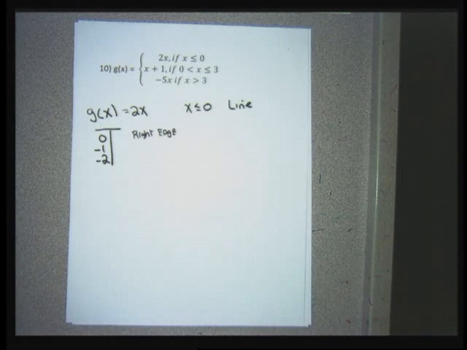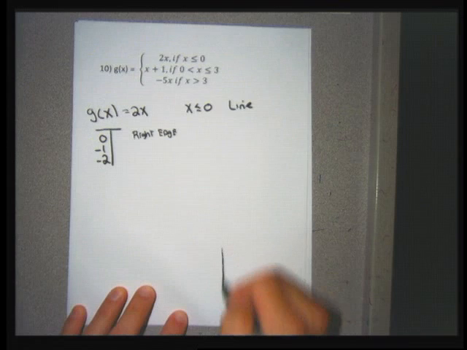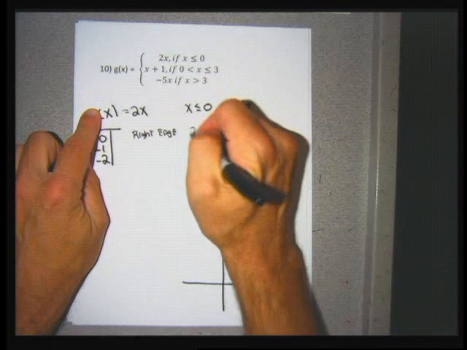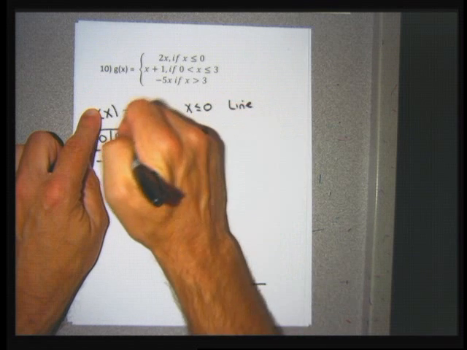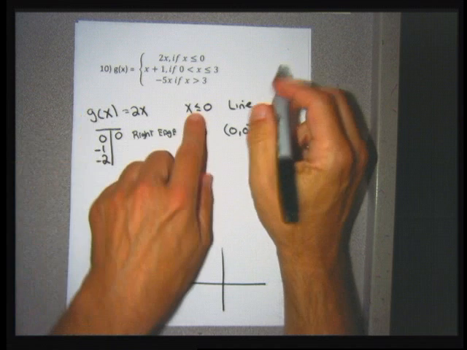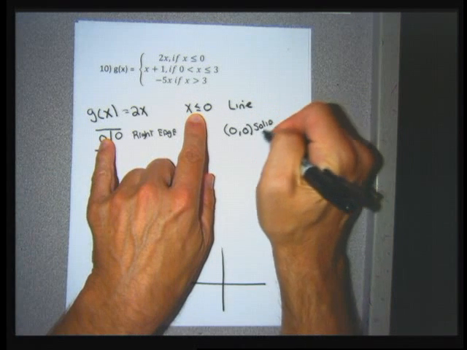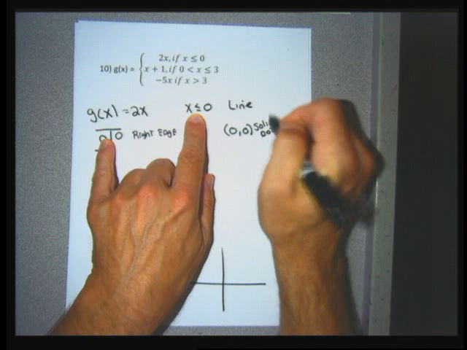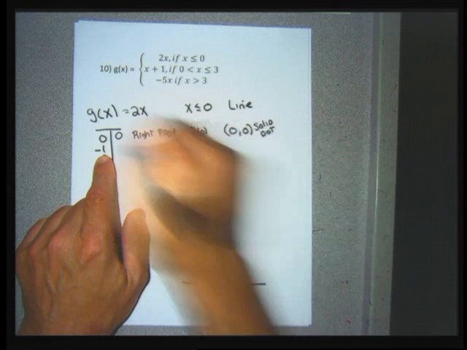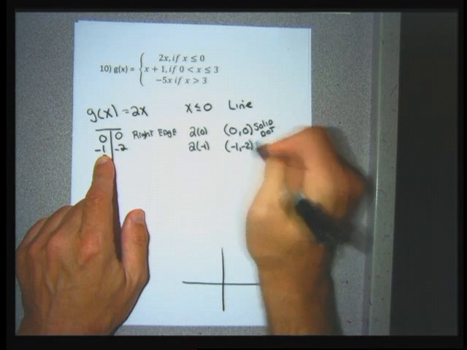Let me just do that now to get that piece done. And then I'll move to the middle piece, and then the last piece. So I'm going to plug in 0 for x, and I get 2 times 0, which is 0. The first point I'm going to plot is the point 0, 0. Because of the "or equal to" on this 0, I'm going to get a solid dot as opposed to an open one. And then when I plug in -1, I get 2 times -1, which is -2. The next point I'm going to plot is the point -1, -2.